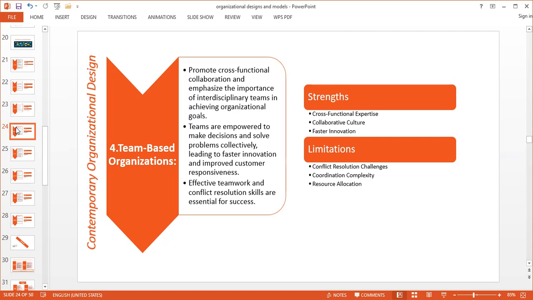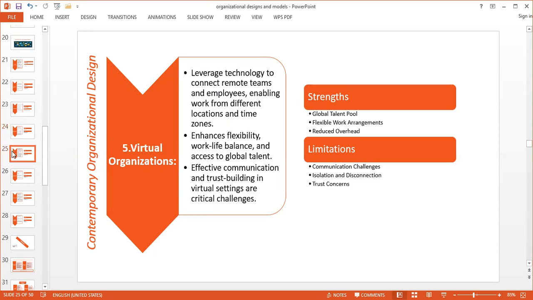Strengths of this design are cross-functional expertise, a collaborative culture, and faster innovation. While limitations of this design are conflict resolution challenges, coordination complexity, and resource allocation.